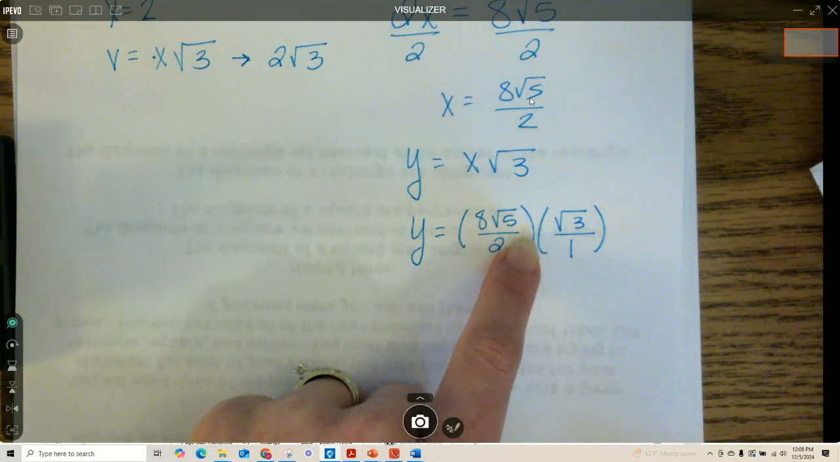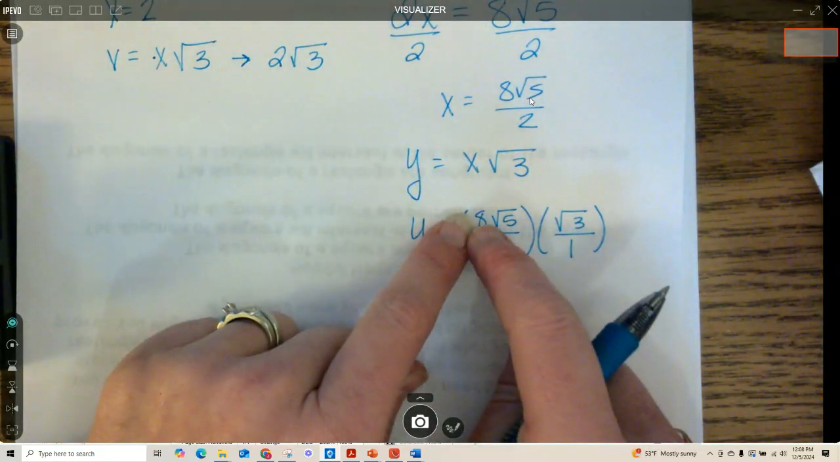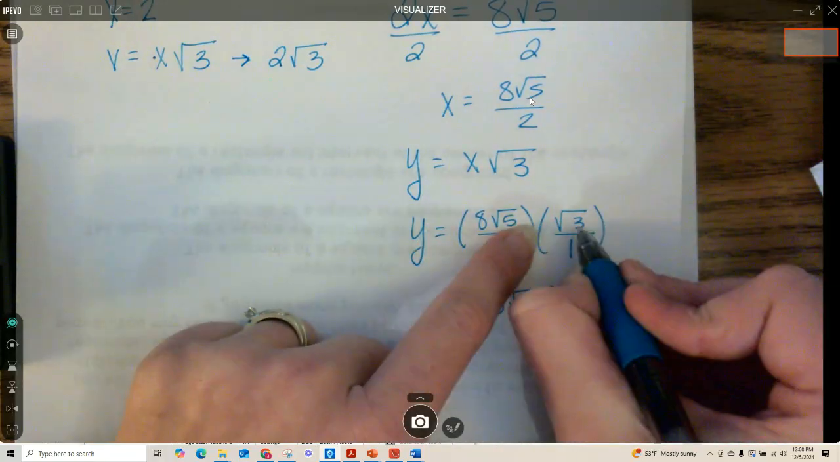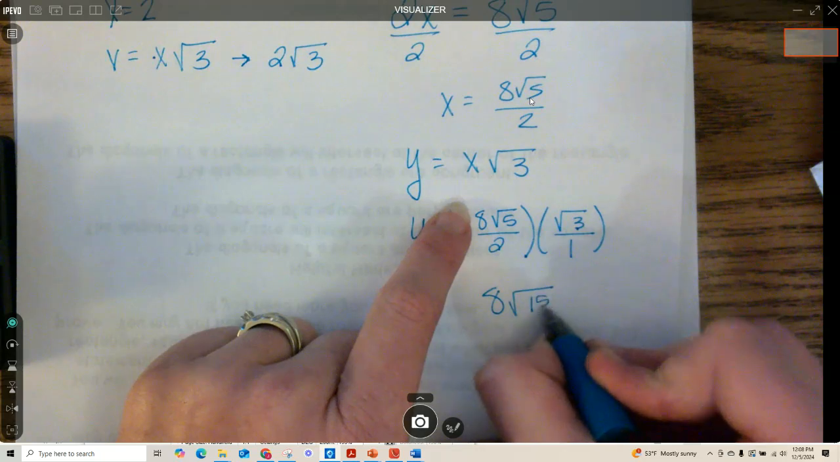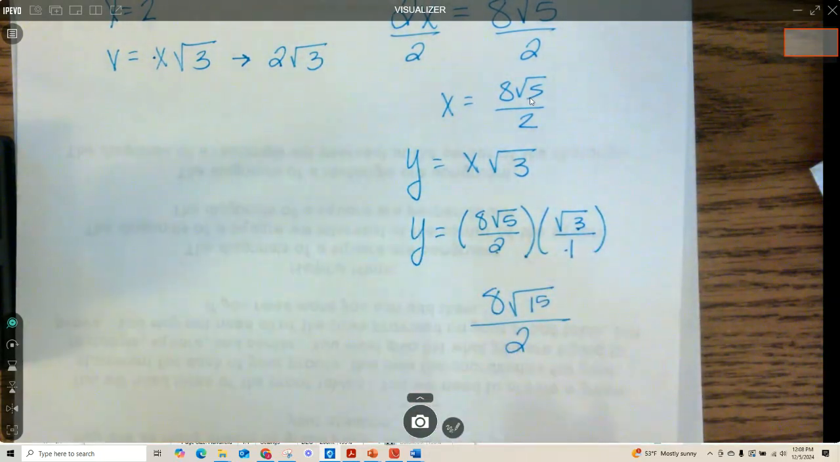Here's how you simplify this. Fraction multiplication, top times top, bottom times bottom. So here we would just keep the 8, keep the radical and multiply the two numbers under the radical. 5 times 3 is 15. Multiply the bottoms. 2 times 1 is 2.